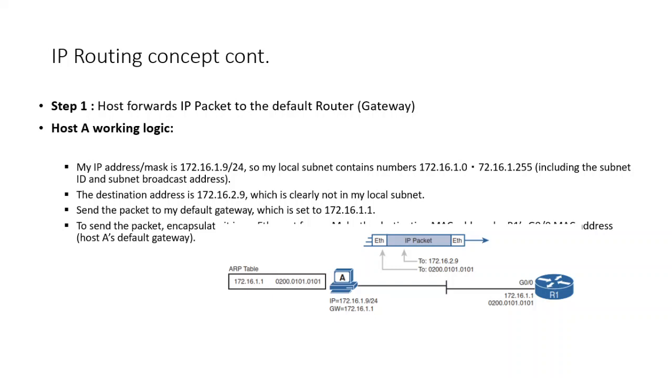Destination address is 172.16.2.9. It is not in my local subnet, as you can see. It will send the packet to my default gateway, which is set up as 172.16.1.1, encapsulating it with the virtual local ports, and send it to the other address, which is the host A default gateway.